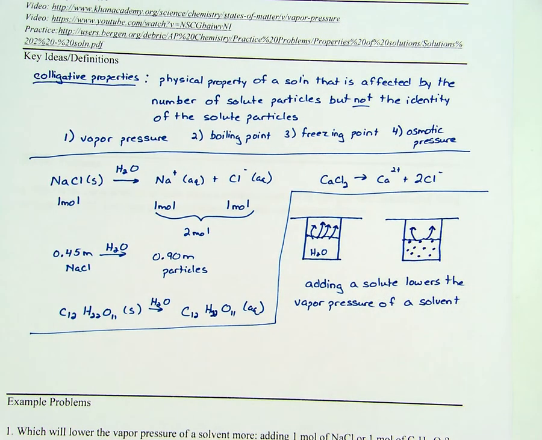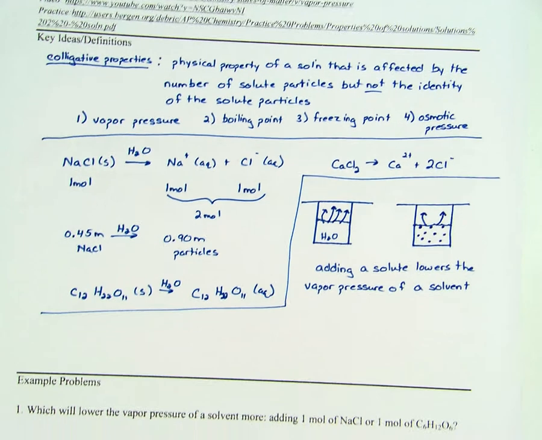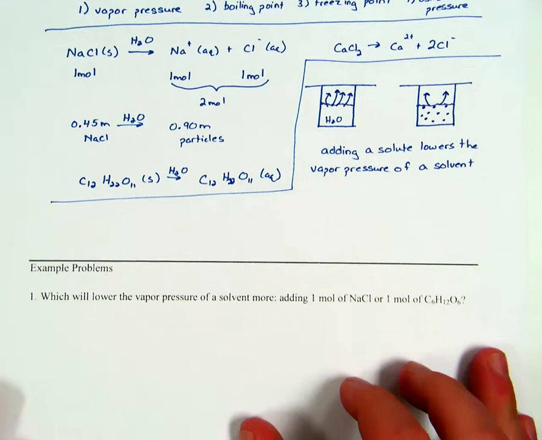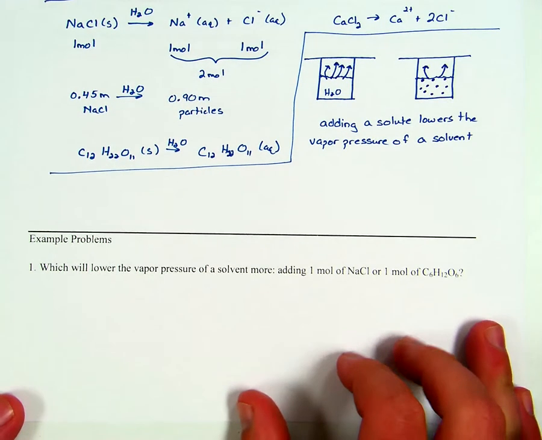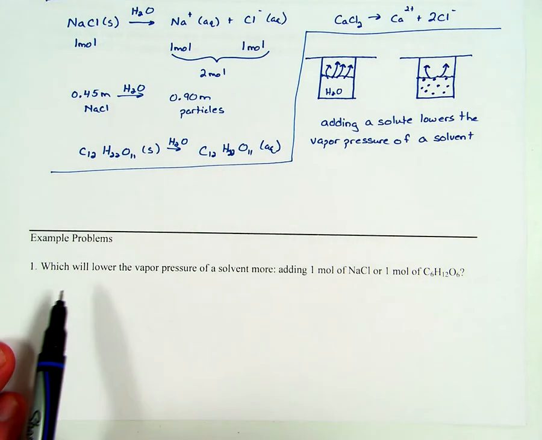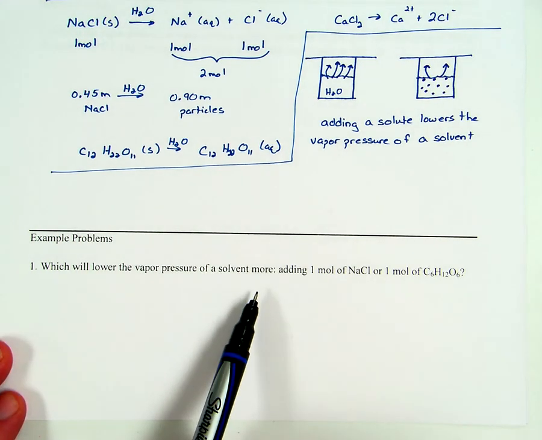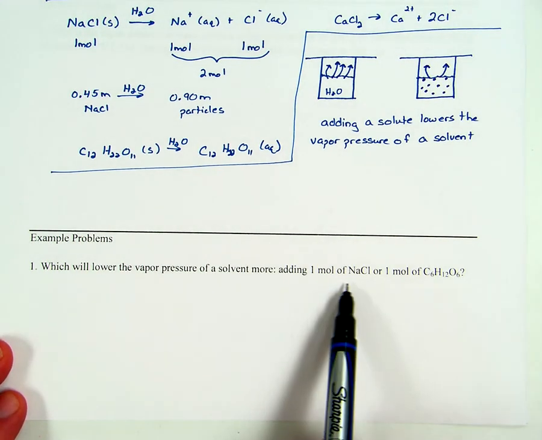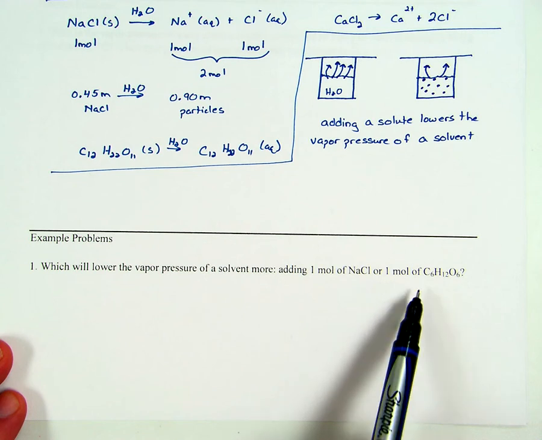All right, so let's jump down here and take a look at these example problems. The first one is more qualitative in nature, but we can talk some numbers. It says, which will lower the vapor pressure of a solvent more? Adding 1 mole of NaCl or 1 mole of glucose, C6H12O6.